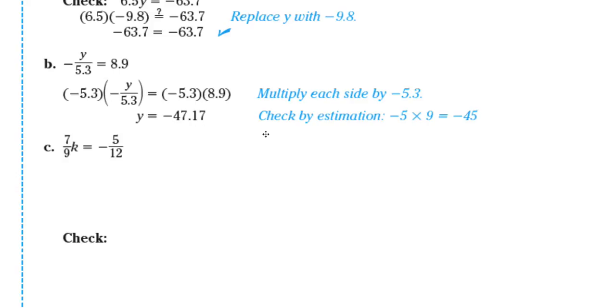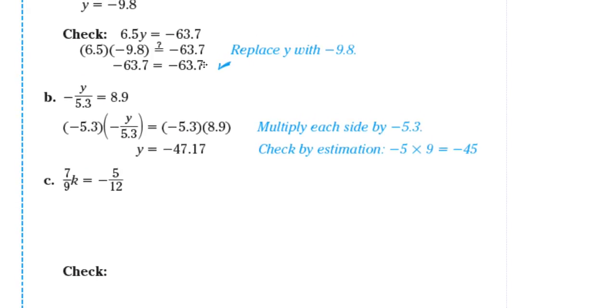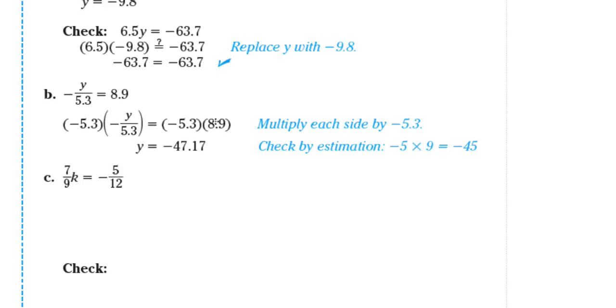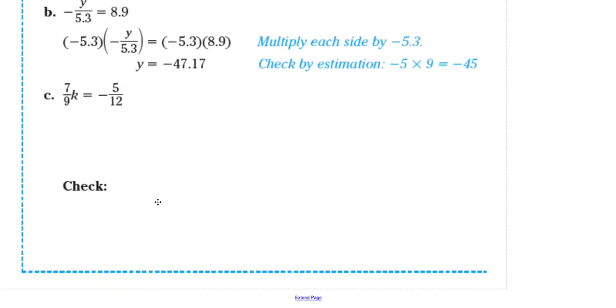47.17. Again, we forgot that we need to estimate. So the estimate should be around negative 45. Our answer is close enough, so we're good to go. Finally, letter C, 7/9 k equals negative 5 over 12.